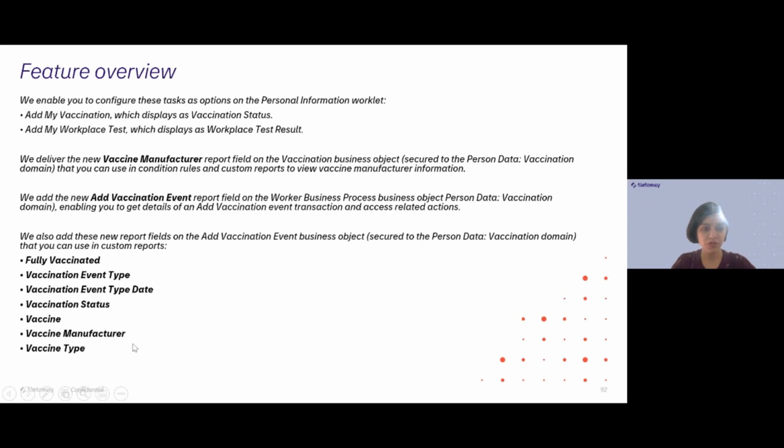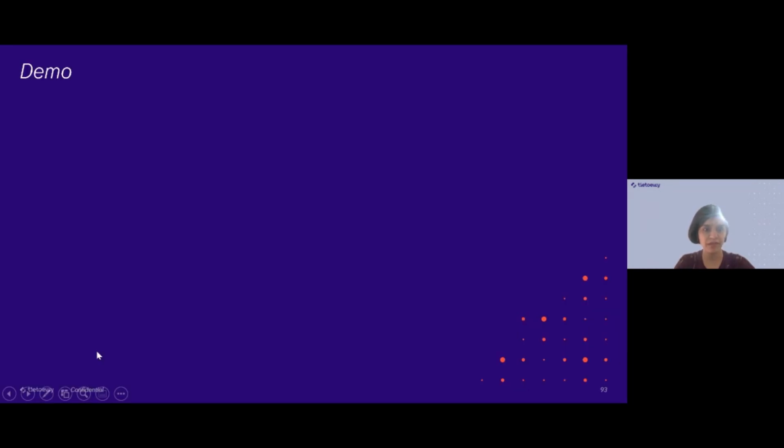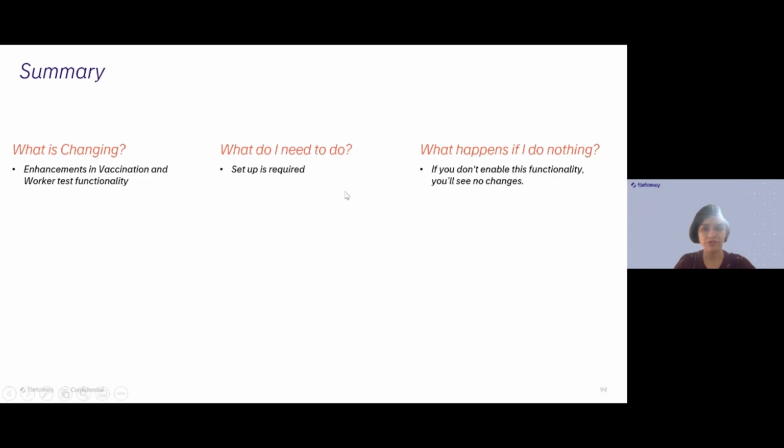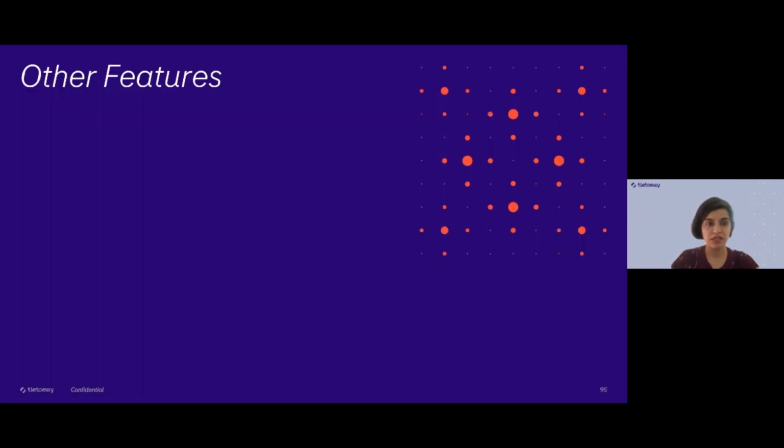So, some more new report fields are provided on the add vaccination event business object: fully vaccinated, vaccination event type, date, status, which vaccine manufacturer, and vaccine type. So quickly, I'm just conscious of the time. There are enhancements in the vaccination and worker test functionality. There is some setup that is required. If you do not enable it, you will not see any changes.